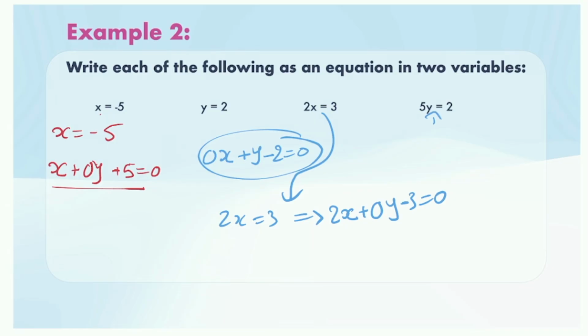Here I don't have x, so I have to write 0x plus 5y minus 2, because 2 is on the other side of the equal to sign. I have to put it on this side, equal to 0. This is a standard form, right? So if you see linear equations in two variables, we are going to learn them in two dimension form, so there will always be two variables. But if there is only one variable in the equation, that means the coefficient of the second variable is 0. Here I have 5y minus 2 and no x, so I have written the coefficient of x as 0. It does not change anything in this equation, right? So this way you can write a linear equation in two variables in standard form.